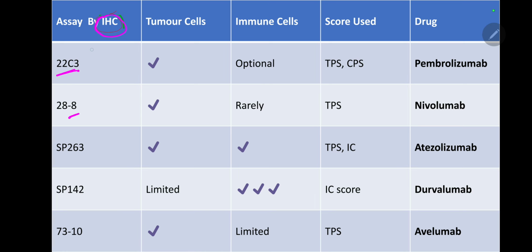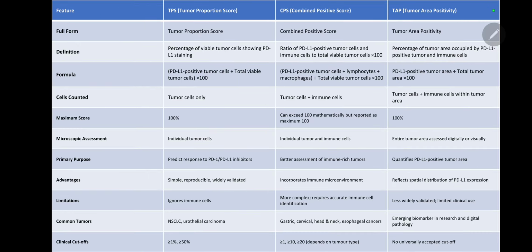Every IHC probe is specific for a drug: 22C3 is specific for pembrolizumab, 28-8 is used for nivolumab, and SP263 is used for atezolizumab. So there are different types of probes that we use in IHC. What are the different types of score? One is the TPS score. So what is the TPS score, what is the CPS score, and what is the TAPE score?